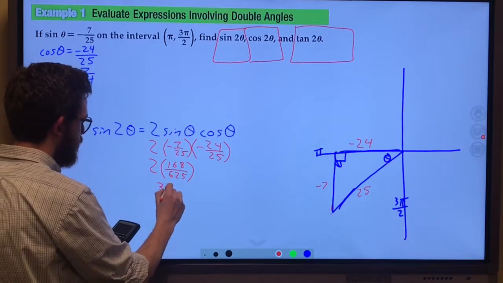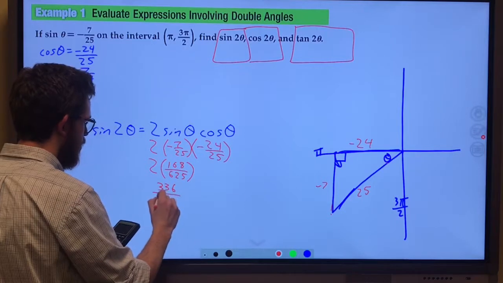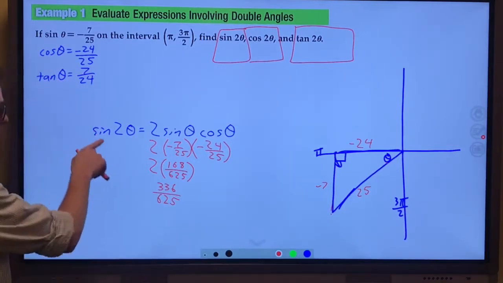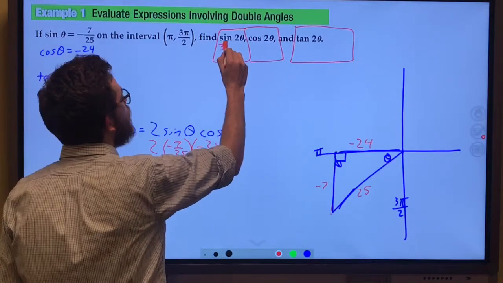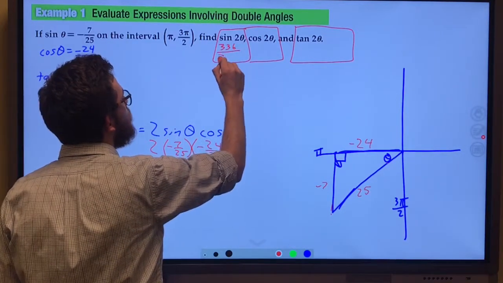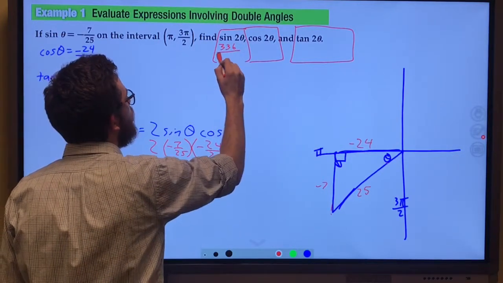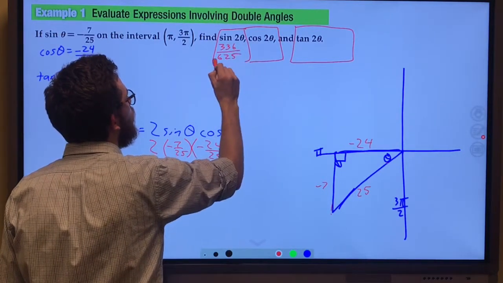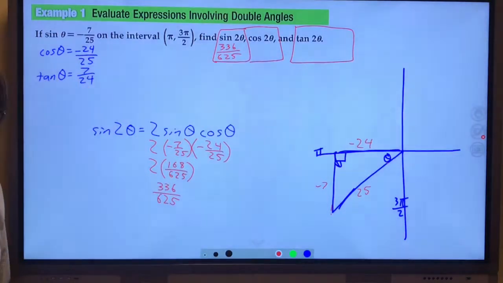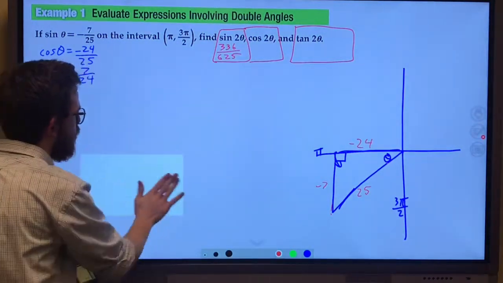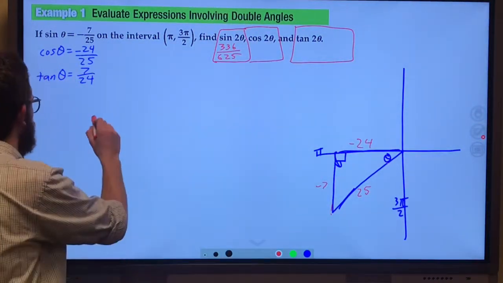This comes out to be 336 over 625. This won't reduce. Sine of 2 theta is 336 over 625. Well, now that we found sine of 2 theta, I'm going to erase this to give us room. Then we look for cosine of 2 theta.